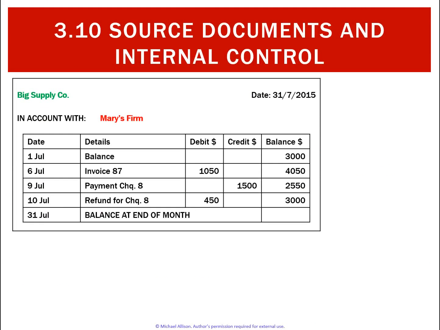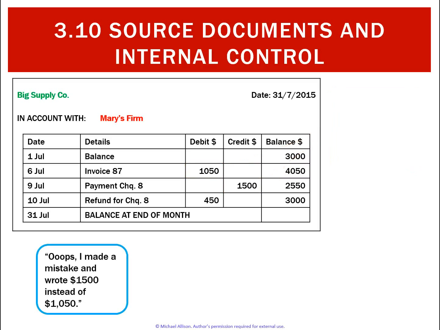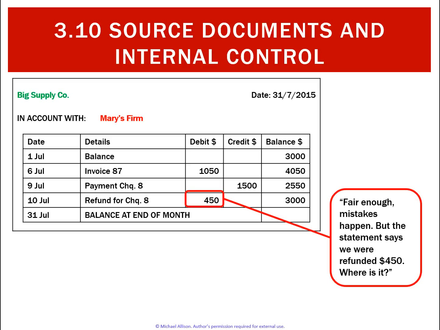So looking at that last one, what Mary's firm will get from, in this case, Big Supply Company, is a statement. So we've learned what a statement is. It's got all the transactions for the month. And now you can go to Mary and say, invoice 87 was for $1,050, yet you paid $1,500. How come? So Mary might respond, I made a mistake and accidentally got the 5 and the 0 round the wrong way. So then the next question becomes, that's okay, but they're saying on this statement that they've sent us back a refund for $450, yet our bank account never got that money. So what we've done is use a document trail to find evidence of theft here.